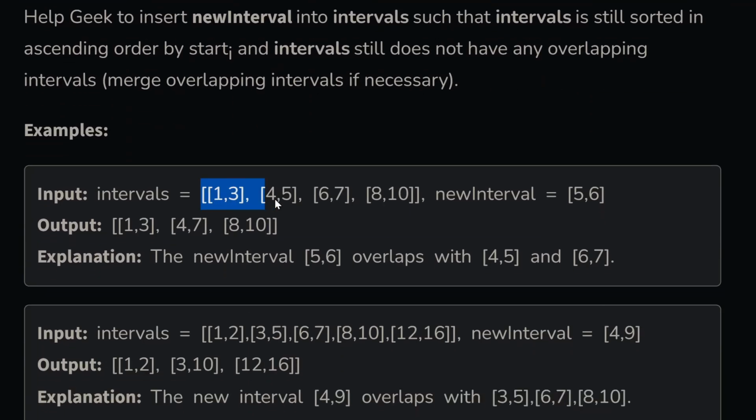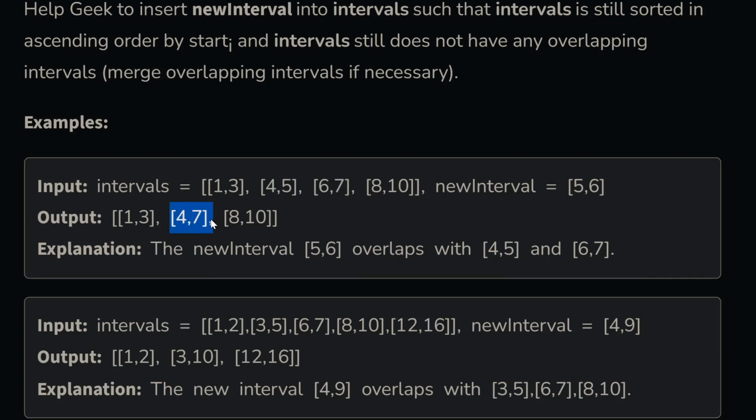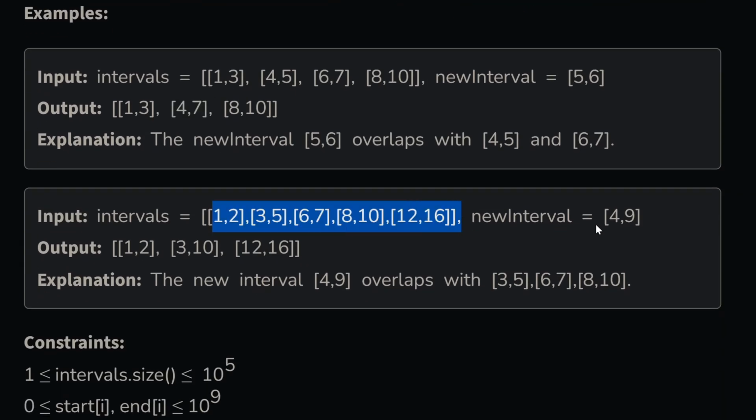So let's say we have this intervals and we want to insert 5 and 6. 5 and 6 is not overlapping this, 5 and 6 is overlapping this, then this is overlapping this also. So the answer will be 4 and 7. Then we have this, inside of this we have 4 and 9. 4 and 9 is not overlapping this, this is overlapping, this is overlapping, then this is overlapping. So the answer is 3 and 10. Then we have 12 and 16.